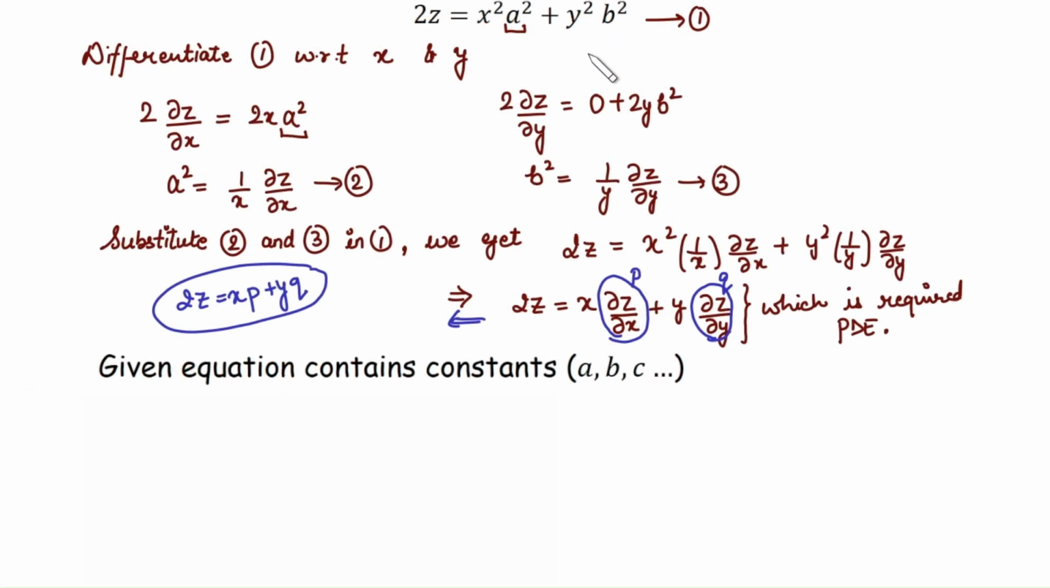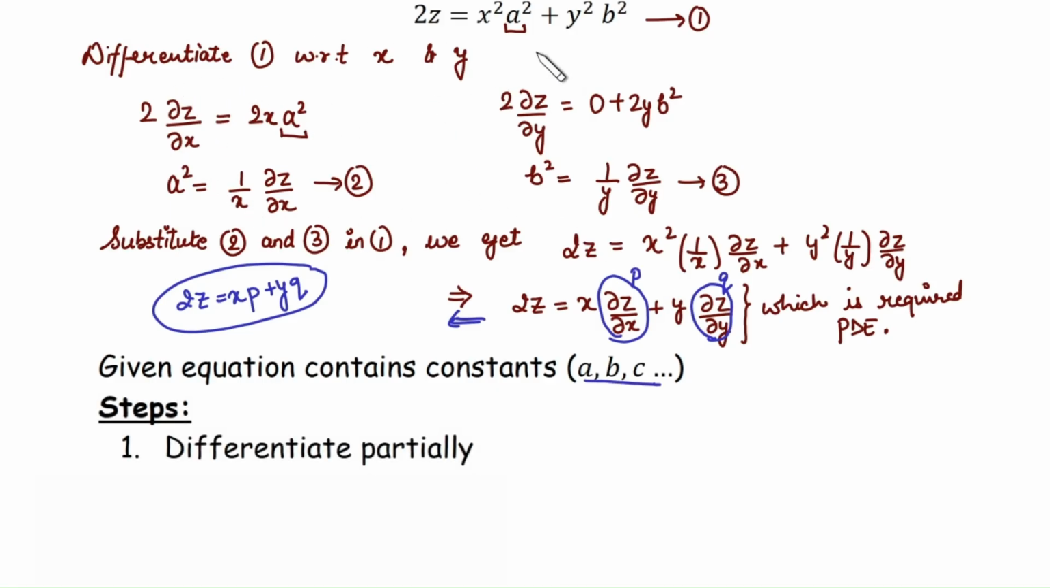So what we have done in this case: we have the given equation that contains the arbitrary constants. After that we have differentiated this with respect to each variable, that is, differentiated partially.